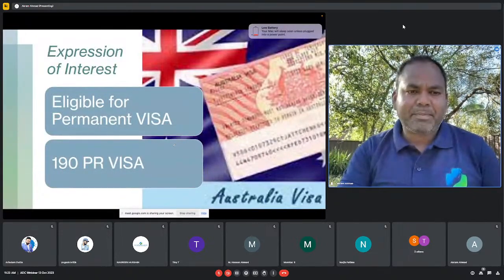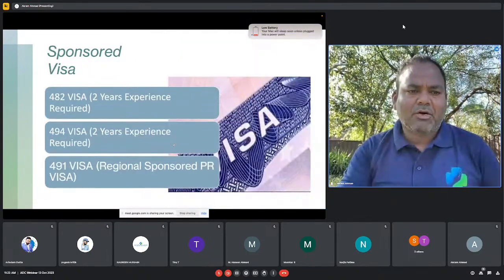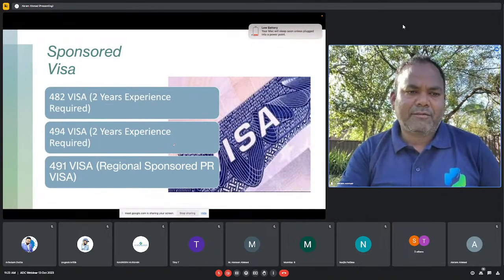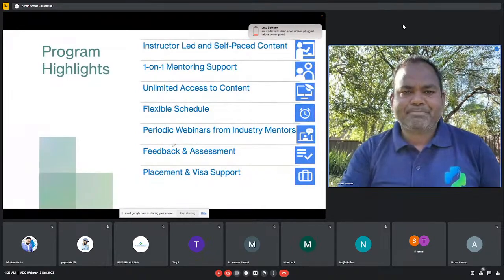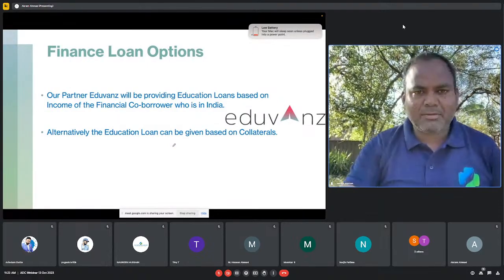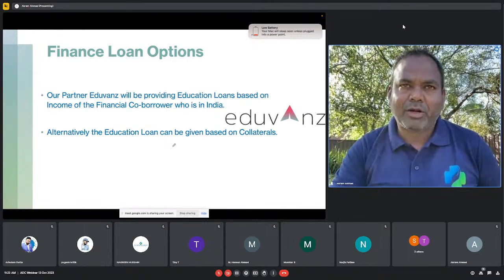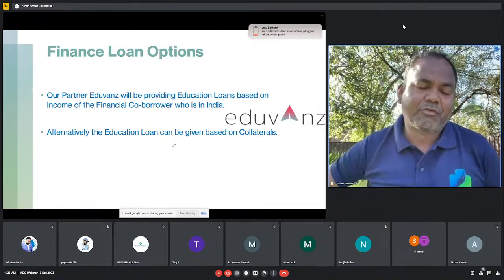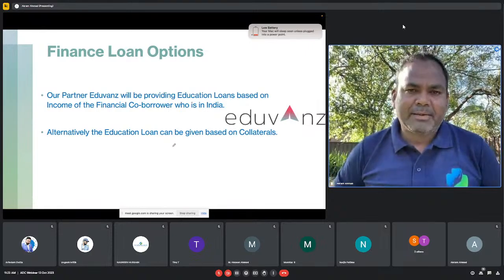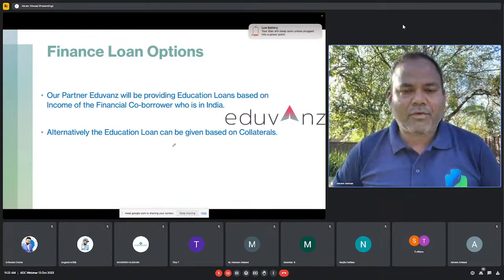and you are eligible to apply for the permanent visa, the 190 PR visa, once you complete this process. Or you are also eligible for a regionally sponsored PR visa like 491, or work visas 482, 494. And yeah, these are the fees. Our team will give you more information, and we have financial loan options. We provide 3 months, 6 months, 9 months, 12 months without any interest rate for the loan. Or you can go for the EMI options, which we also provide. We have some scholarships also, so you can contact our team for more information.